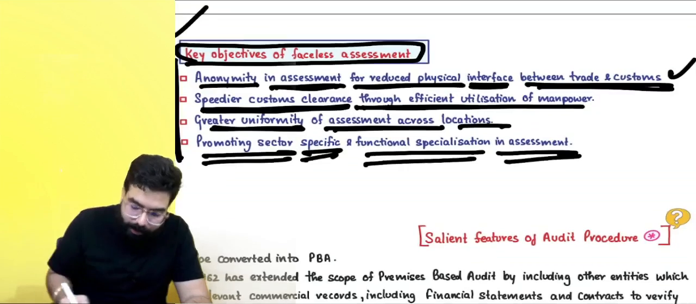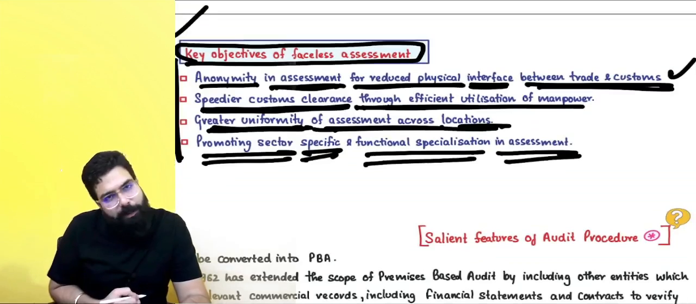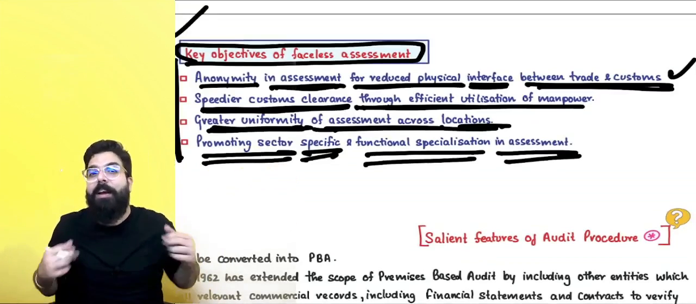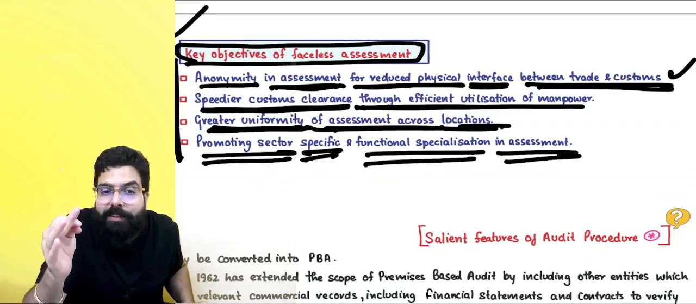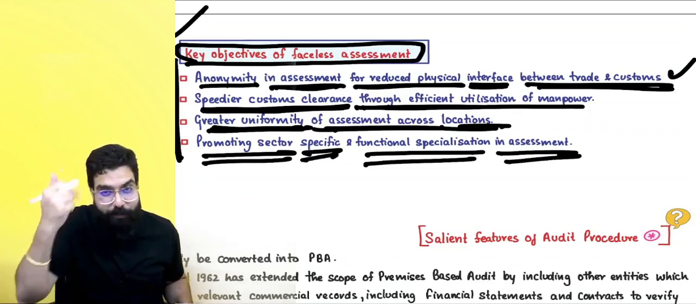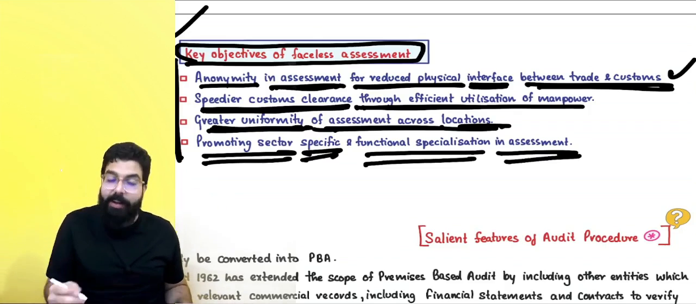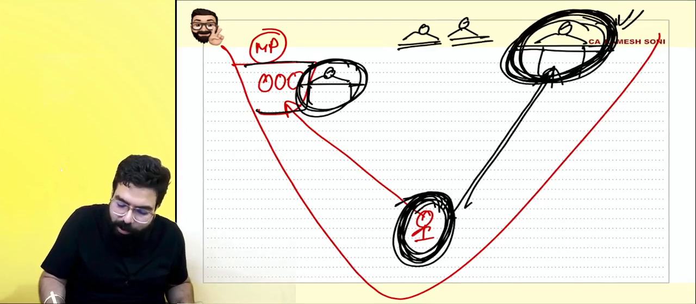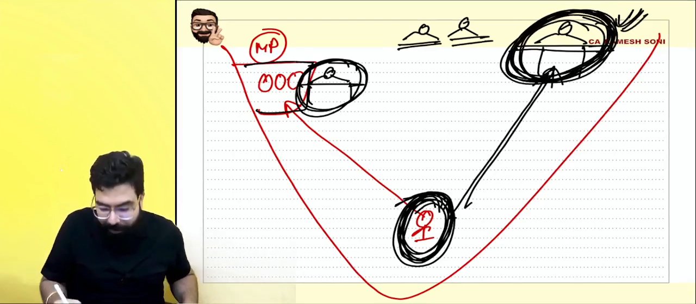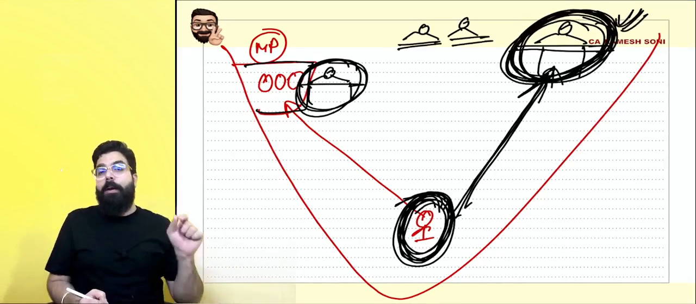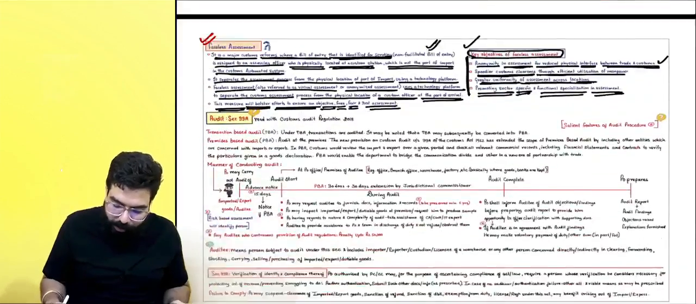Thirdly, greater uniformity of assessments will happen because all the officers now will be acting in the same manner because there is always just and fair assessment which will be happening. Everyone will be doing fair assessments. And specialization also can happen. This person can be specialized only in clothes and all the bill of entries will be allocated to him so that sector wise specialization can be brought in assessments also. Okay, sir, got it.